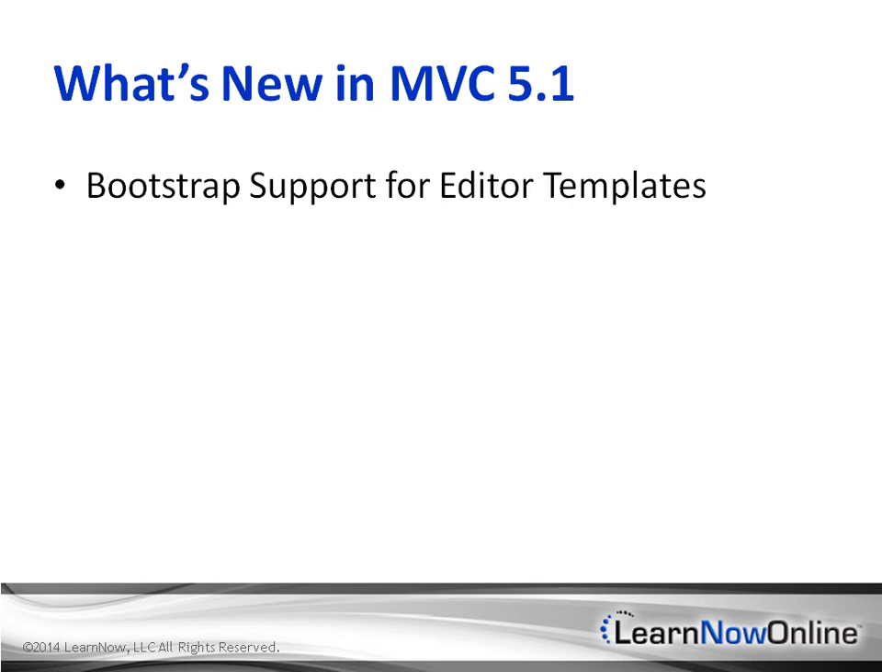Next, we have MVC 5.1. In MVC 5.1, Bootstrap support has been further enhanced for editor templates. Basically, there's a new HTML attributes object that you can pass in to set all types of new properties for your Bootstrap components. Next, we have enum support for views. Now in views for your drop-down list, you can actually populate them from enums. Makes that process a lot easier.